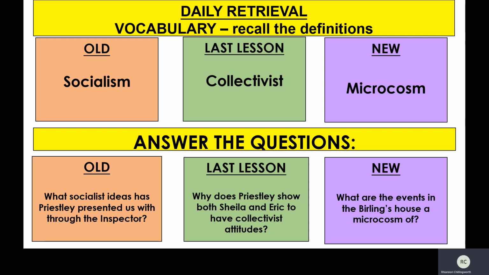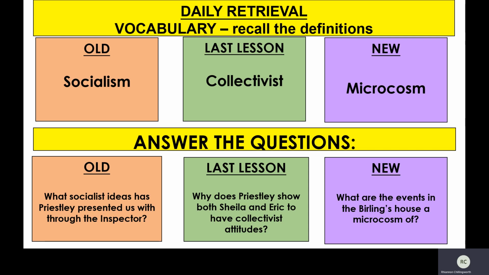So what socialist ideas does Priestley present us with through the inspector? Now remember, the inspector's character is simply J.B. Priestley's mouthpiece on stage. The inspector exists to be able to convey Priestley's views to the Burling family and therefore to the audience. So what we see from the inspector is that he doesn't believe in the class system. He doesn't believe that the Burlings deserve any more respect than he would treat any other human being. He is not intimidated by Mr. or Mrs. Burling or Gerald's status.